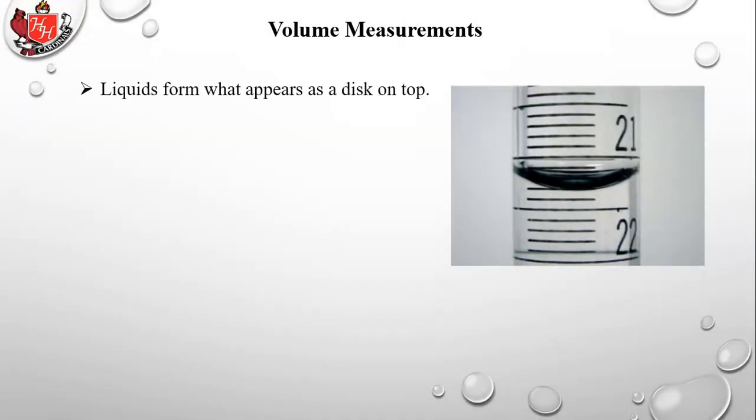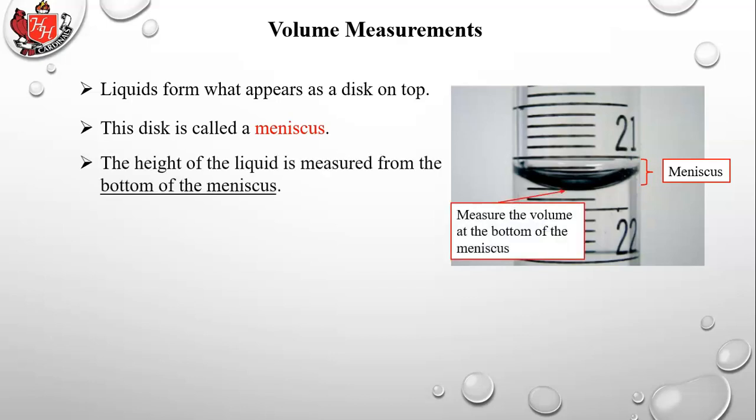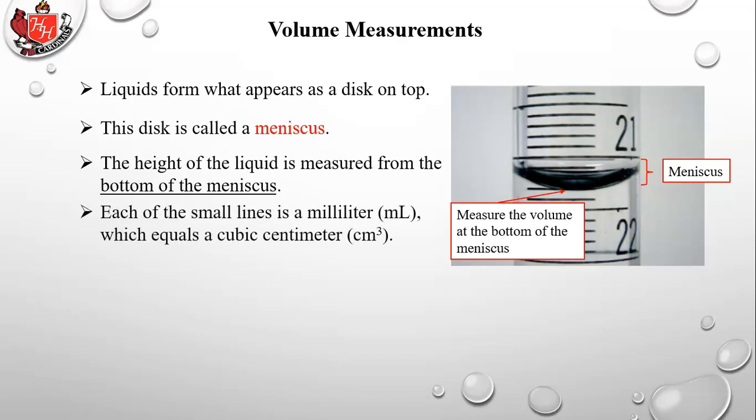Liquids form what appears as a disc on the top, and we'll talk about chemically why that happens, but right now we're just interested in the measurement. This disc is called a meniscus. You can see it there. It actually seems to have a thickness to it. The height of the liquid is measured from the bottom of the meniscus, where you see that arrow pointing. Each of the small lines is a milliliter, which equals a cubic centimeter. So milliliter and cubic centimeter are the same.